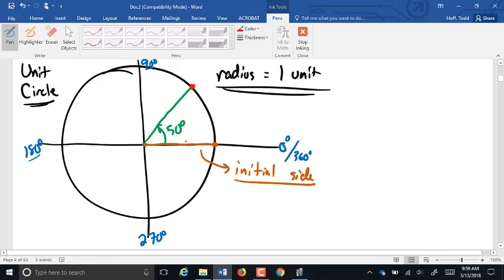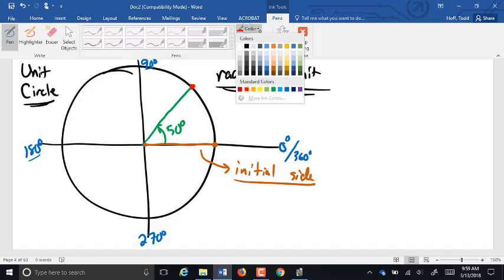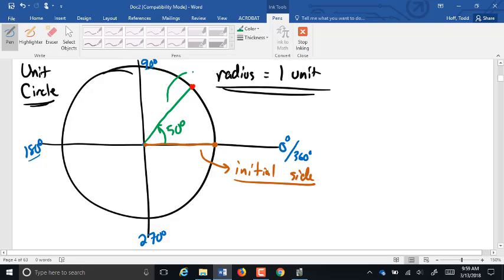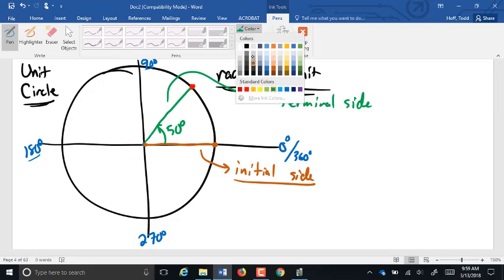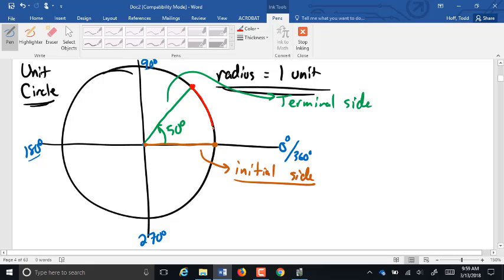Now that point would have a sine, which we'll talk about later. But for right now, what we're concerned about is that point as we rotated from the initial side to that side, which is called the terminal side. Terminal side is where the angle stops, of course. It traces out an arc length here.